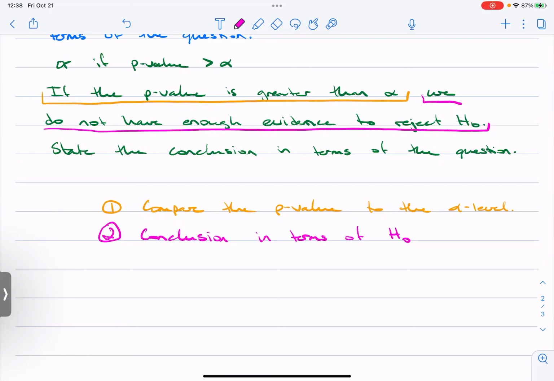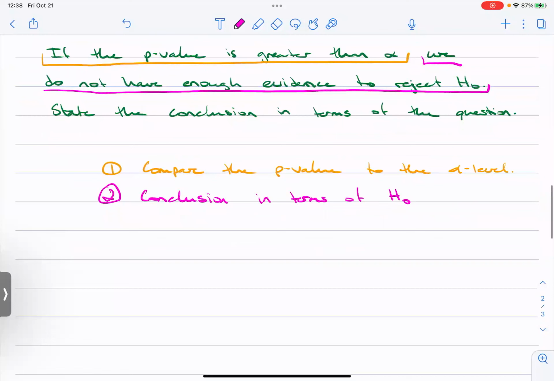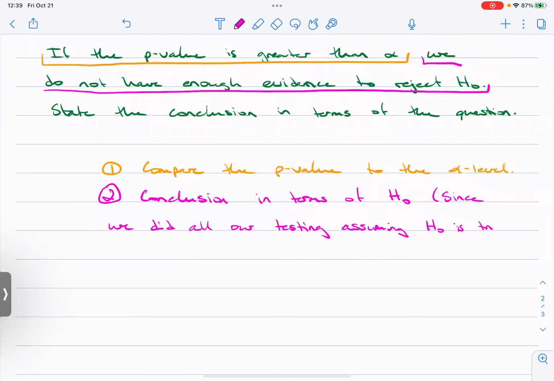And I'll put in brackets, since we did all our testing assuming H naught is true. So until we have proof otherwise, we just assume it's true. So it has to be in terms of H naught: you either have enough evidence to reject H naught or you do not have enough evidence to reject H naught.